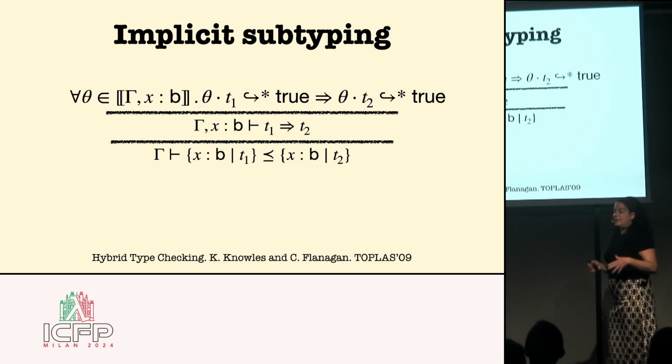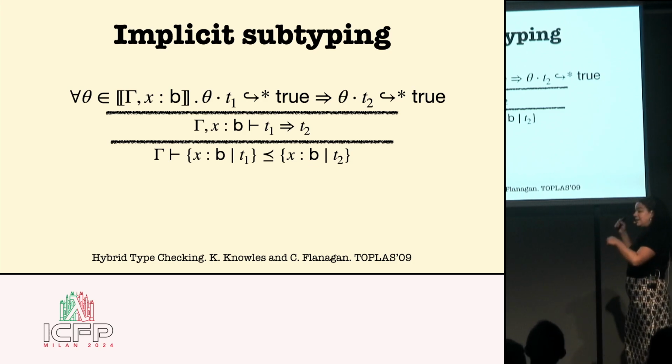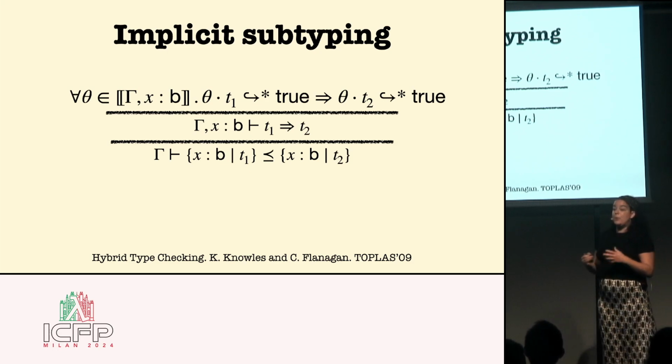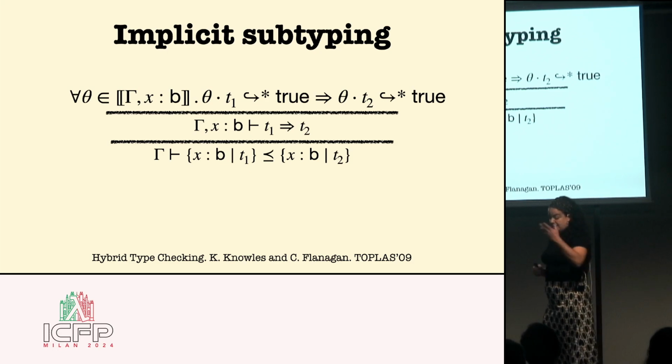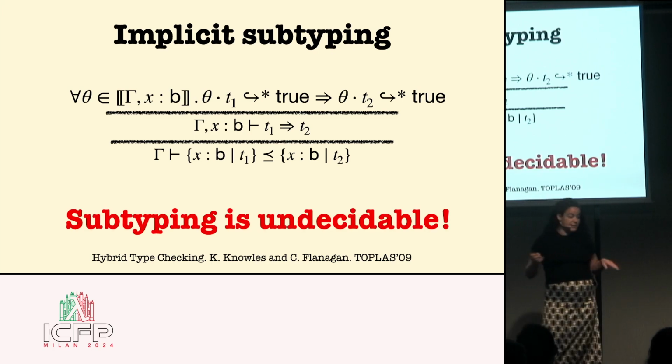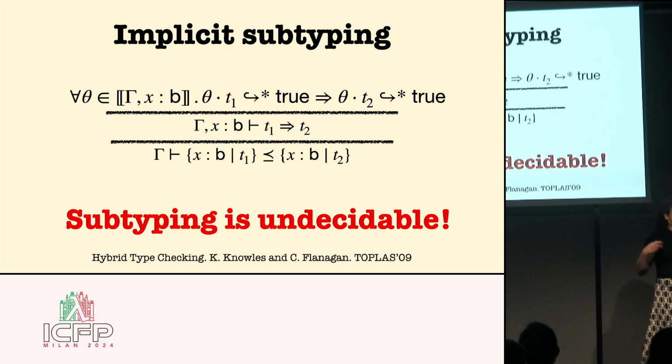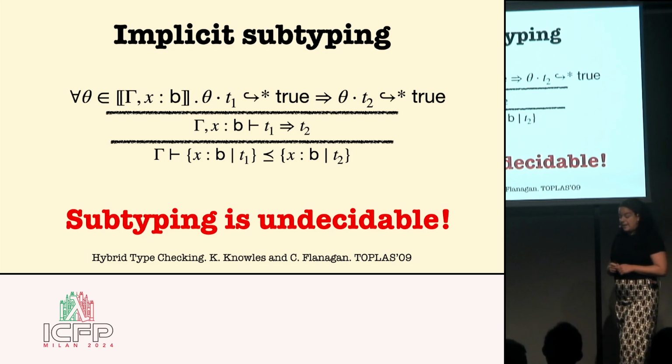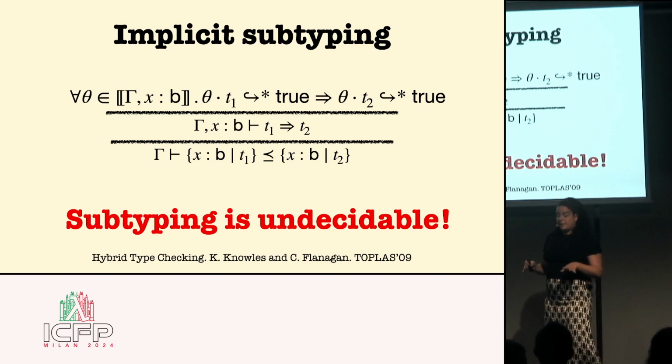So this is very, I think, very pretty. It matches very well with the definition of the denotational semantics, but it's very difficult to compute statically, right? This for all theta breaks all the decidability of subtyping and, in consequence, of hybrid type checking, but that's fine.